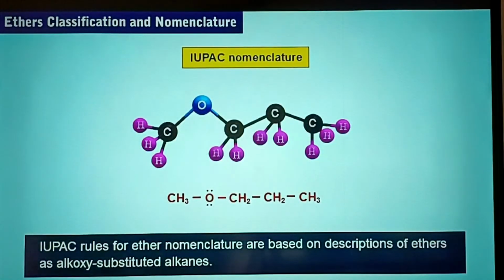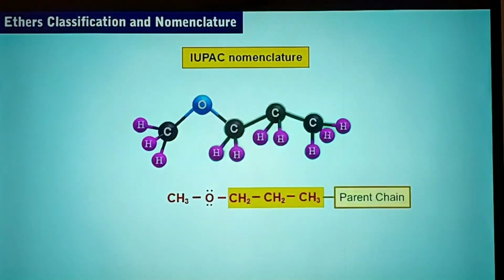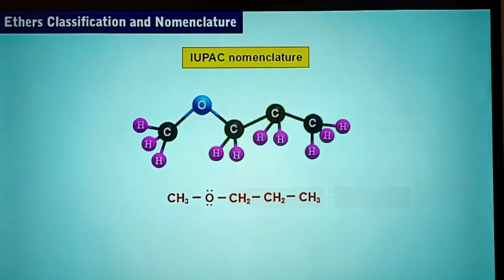IUPAC rules for ether nomenclature are based on descriptions of ethers as alkoxy-substituted alkanes. The larger group is considered to be the parent hydrocarbon. The number gives the location of the alkoxy substituent. This makes the IUPAC system more versatile than the common names for ethers.